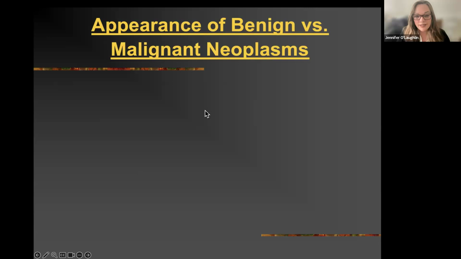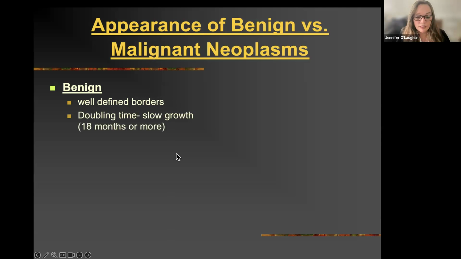This is not in the book, but I think it's useful information to have. You don't know without a biopsy, but you can have hints of whether something is benign or malignant by looking at the nodule itself. So in benign disease, the borders of the mass will tend to be well-defined, smooth borders.